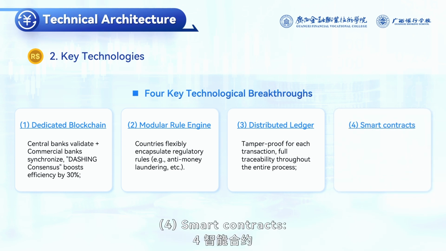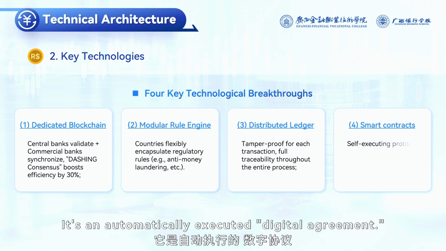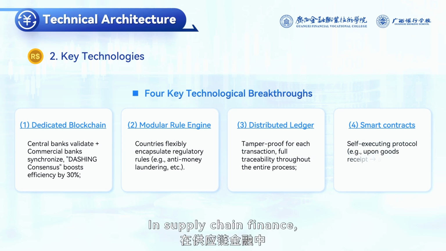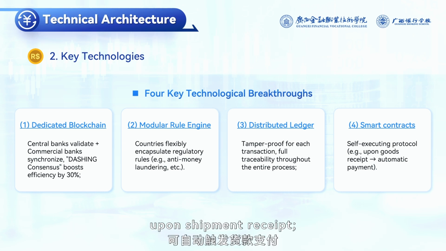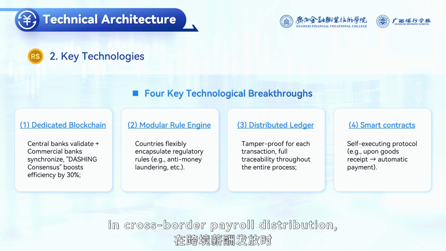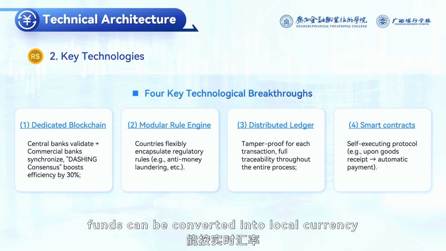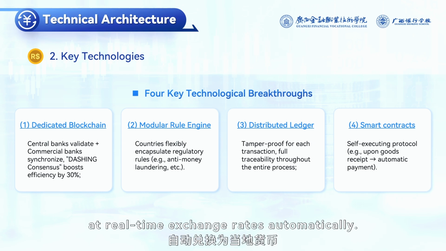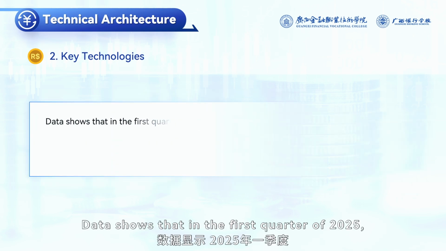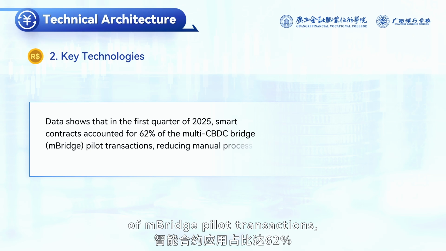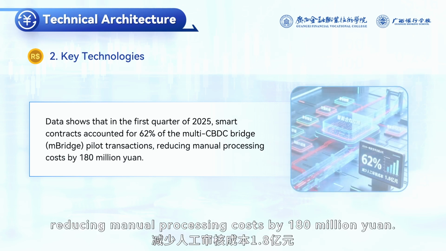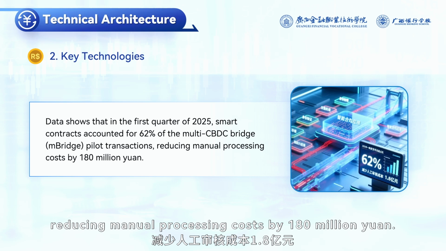4. Smart contracts. It's an automatically executed digital agreement. In supply chain finance, payment for goods can be automatically triggered upon shipment receipt. In cross-border payroll distribution, funds can be converted into local currency at real-time exchange rates automatically. Data shows that in the first quarter of 2025, smart contracts accounted for 62% of mBridge pilot transactions, reducing manual processing costs by 180 million yuan.